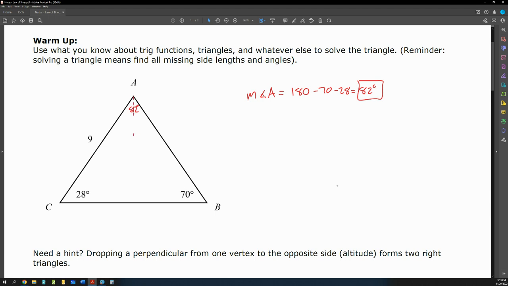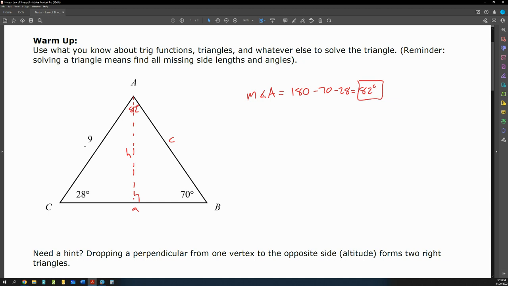I'm going to drop an altitude from vertex A down to side length BC. Drop a perpendicular there. We're going to call that side length h. The other two side lengths: the one across from angle C is going to be side length c, and the one across from angle A is going to be side length a. Looking at angle C, this is a right triangle here. The opposite of angle 28 is the height, h, and the hypotenuse of this right triangle is 9.